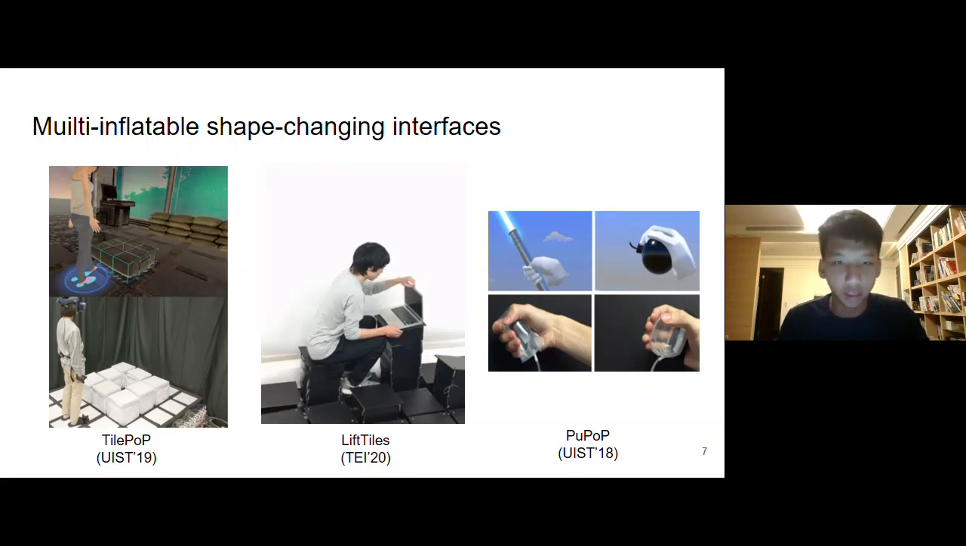TilePoP and LeafTile both use an inflatable array to dynamically transform their shapes. PopUp Tie all folded inflatables together and inflate the right one to present the right shape at the right moment. However, each inflatable requires a tube and one active valve to control, limiting its freedom to be laid out freely.